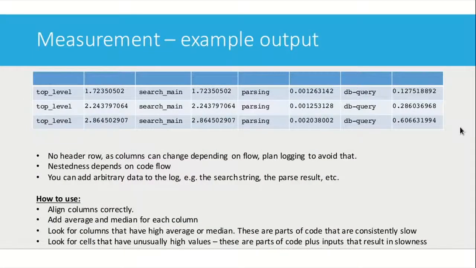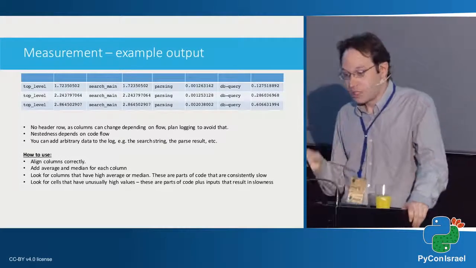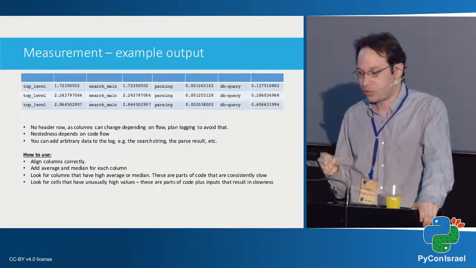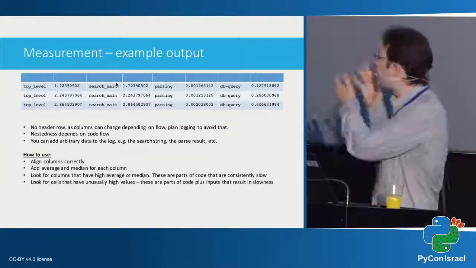This is actually an extract from actual results that I have. Normally you would expect to see the column headers saying, okay, the top level took this much and the search main took this amount of time. Because of the way the Code Timer behaves, in some cases the columns would change. Getting it this way would make sure there would be no confusion in the information. And by the way, those numbers, that 2.8 over there, are actual search numbers, which translates to really not good, really needs optimization. Also, it's nested.